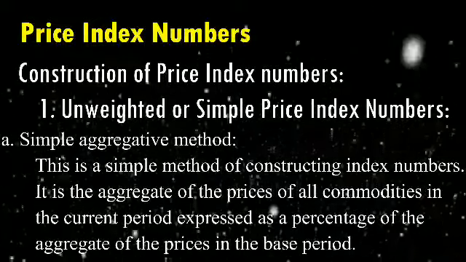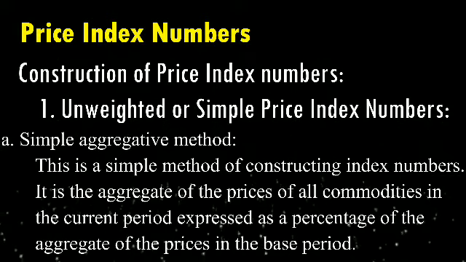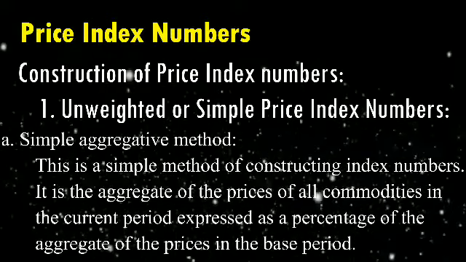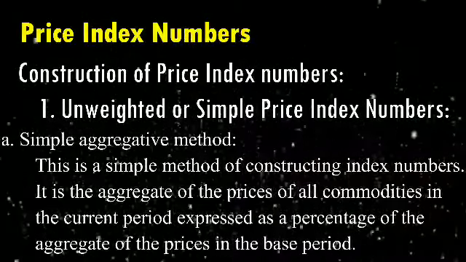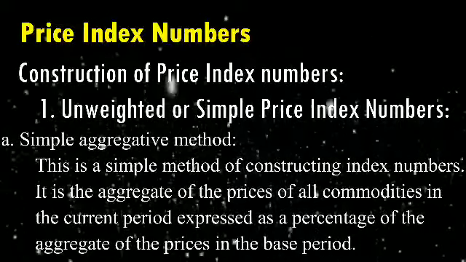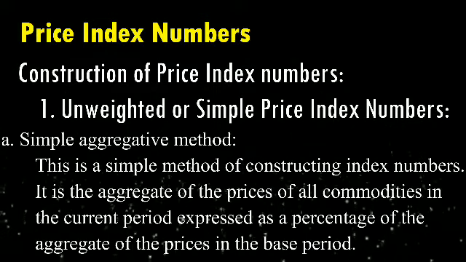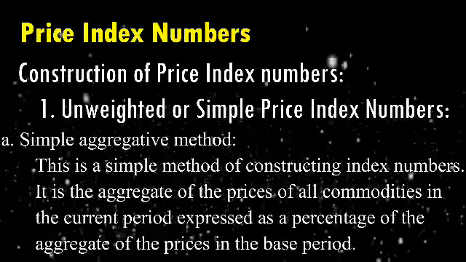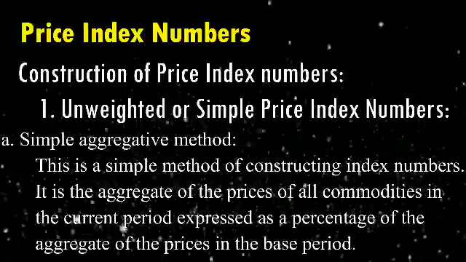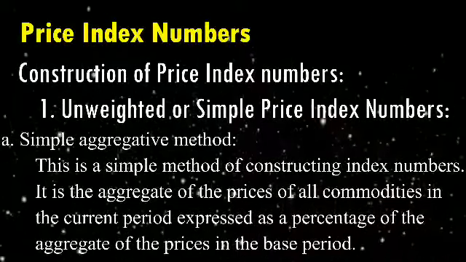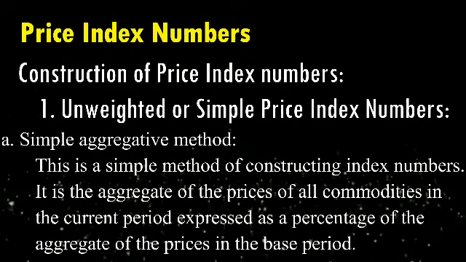What do you mean by aggregate? Aggregate is taking the sum of all the price values of the various commodities considered for the given question. If the question contains 5 different commodities along with the price values for the base and the current year, find the sum total of the price values of the base year, find the sum total of the price values for the current year, and then find the ratio of the price values. As you all know, price relative is computed based on the formula current year price divided by base year price, multiplied by 100.